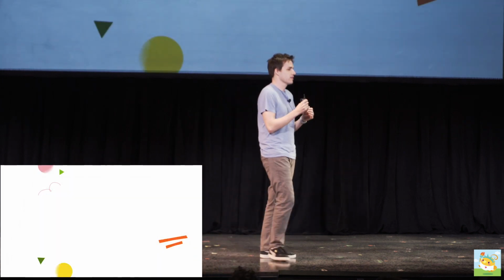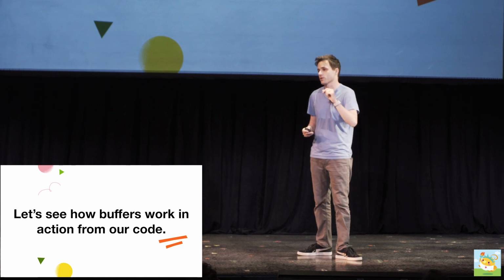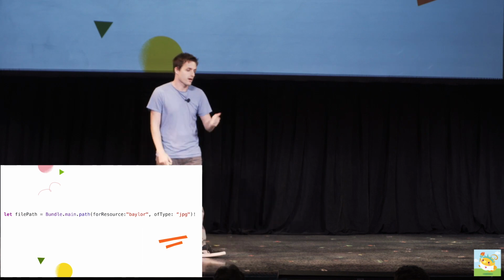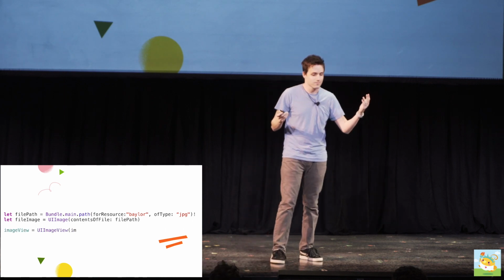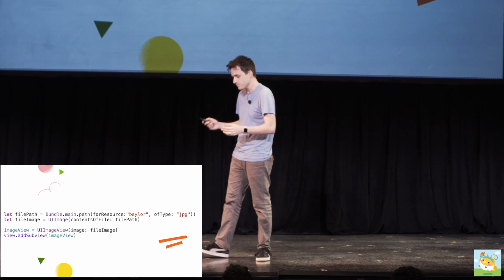Let's draw a parallel to those concepts in code. What I'm going to show you next is just sample code directly from that app I made, and it's going to look really simple. You've seen this 1,000 times. I have a URL where I have an image. I get that URL, I feed it over to a UIImage. And then guess what's next? I create an image view, add it to the view hierarchy, and we're good.